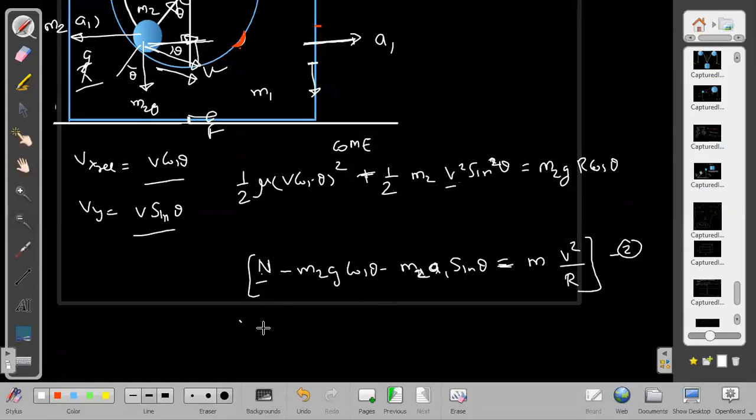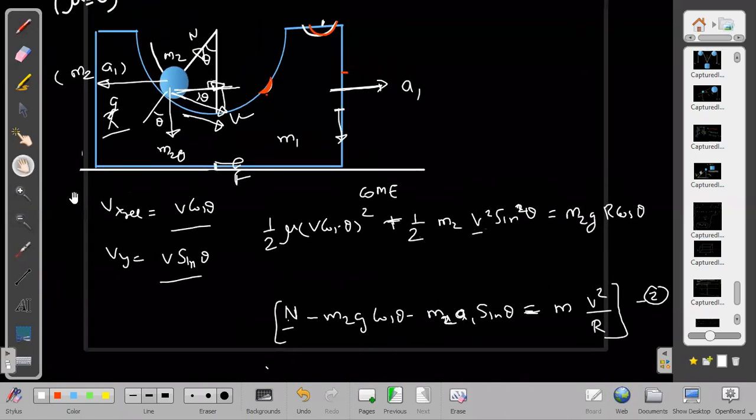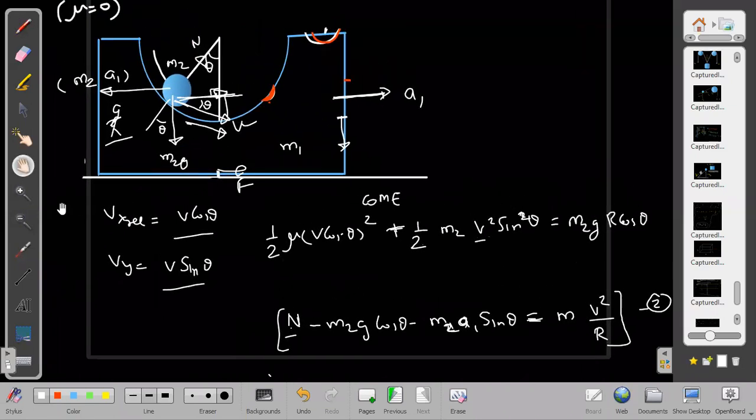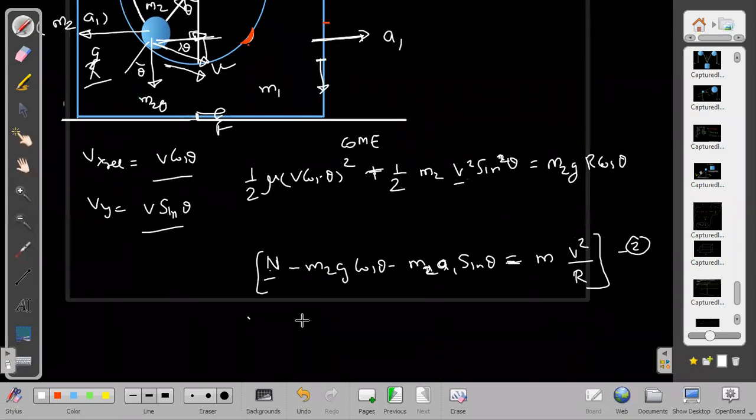Anyway, this is the second equation. The third equation we already know, that is along the horizontal, which I can write if you want. Along horizontal it is N sin theta acting on M2. Then I can write N sin theta is equal to M2 into A1. That is our third equation. But again, we end up getting only three equations at last. I think there is no way to avoid these three equations. At least three we need in such cases.